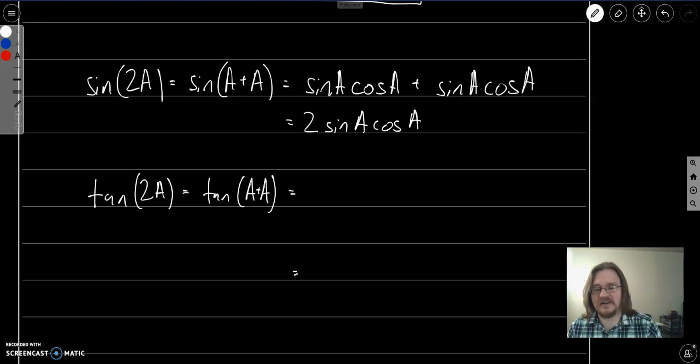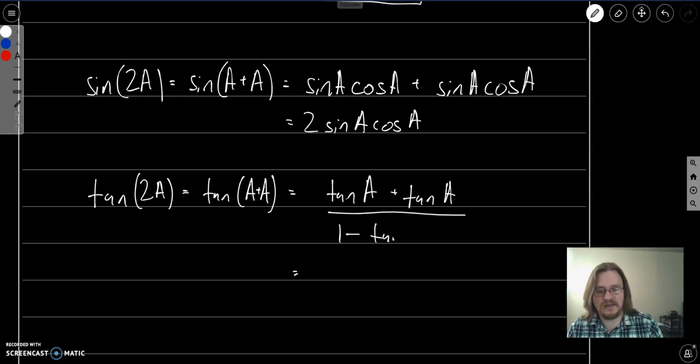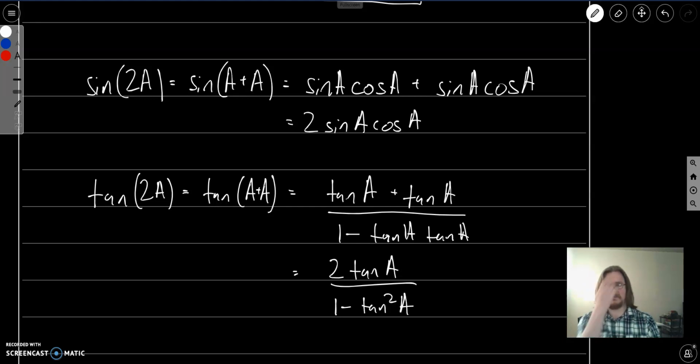And then tangent of a sum of angles. So again, tangent of twice an angle is just going to be tangent of A plus A, which our formula says is tangent of A plus tangent of the second angle, which also happens to be A, divided by 1 minus the tangent of the first angle times the tangent of the second angle. And tangent plus tangent is 2 tangent, and on the bottom, we've got 1 minus tangent squared. Cool. So we've got formulas for everything.